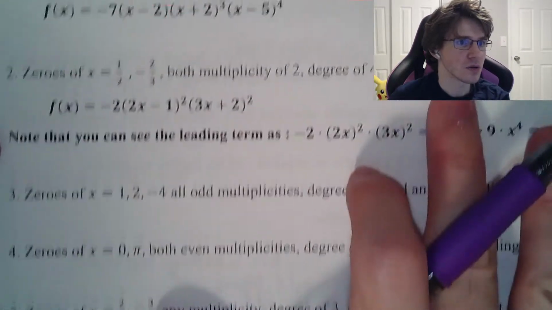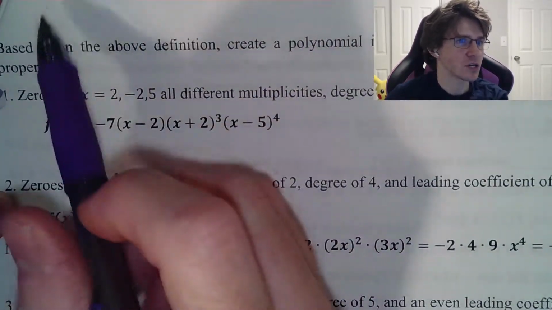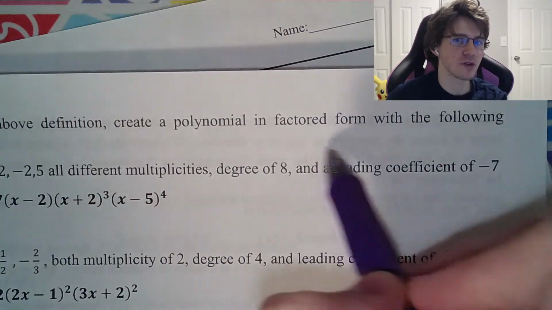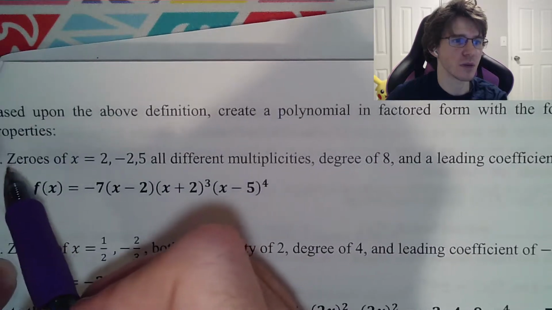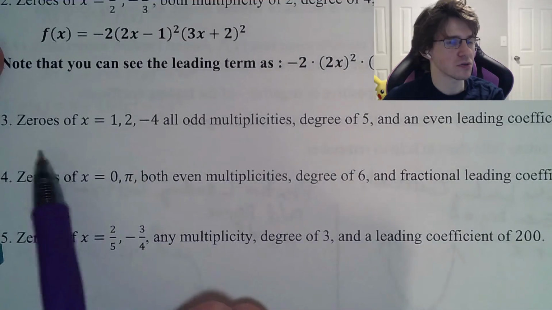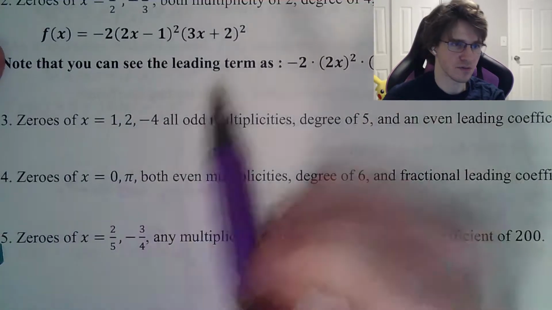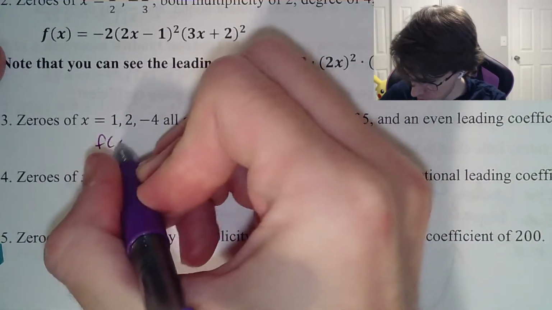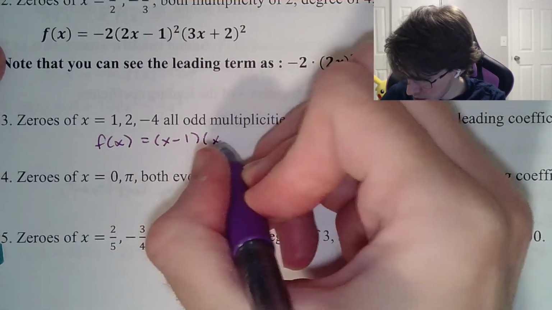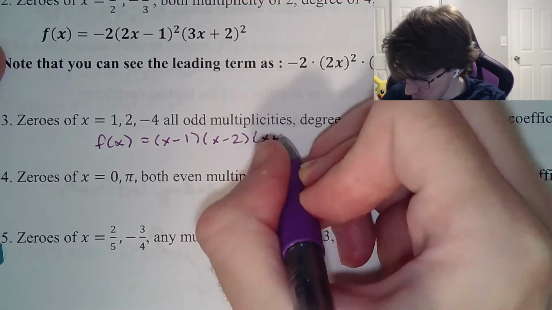Let's see some example problems that use this idea. It wants us on all these questions, based upon the above definition, to create a polynomial in factored form with the following properties. Zeros of x equal to 1, 2, and negative 4. So the very first thing I'm going to write, put an f of x up there. I'm going to write x minus 1 times x minus 2 times x plus 4.